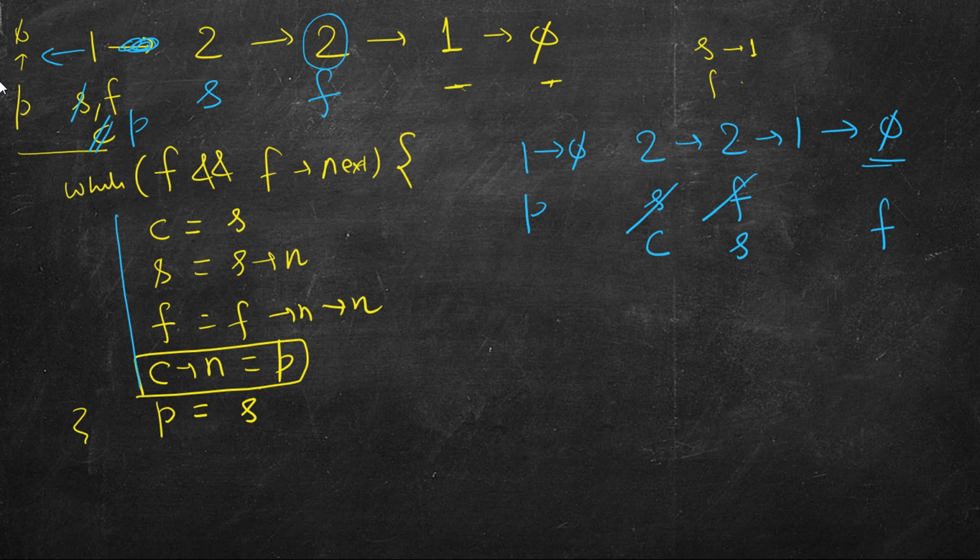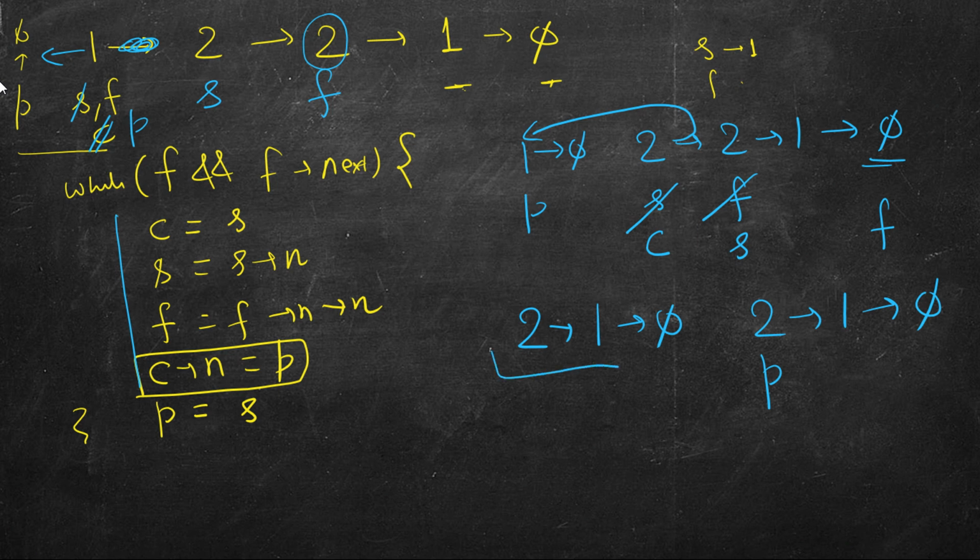So clearly this loop will end after this processing. And current's next is previous. So next of the first 2 is 1. So let me rewrite it: 2, its next is 1, its next is null. And previous will point to the second 2. And now this loop will end.